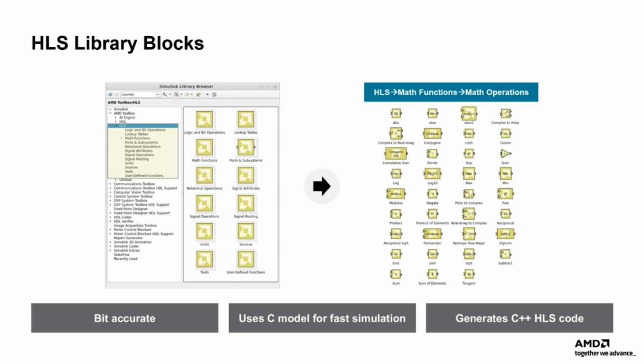The HLS library in Vitis Model Composer offers predefined blocks that include functional blocks for math, linear algebra, logic, and bitwise operations. These blocks also have C models that allow fast simulation in Vitis Model Composer. The tool transforms your algorithmic specifications into production quality C++ HLS code implementation through automatic optimizations.